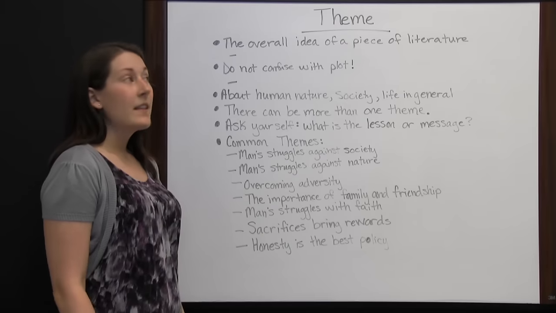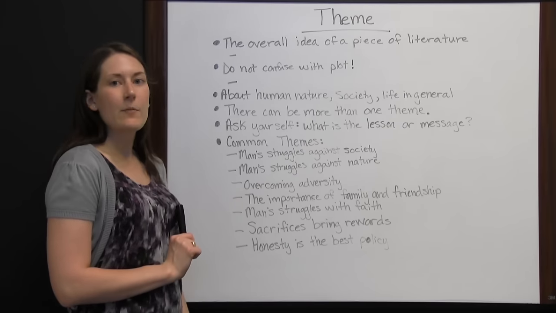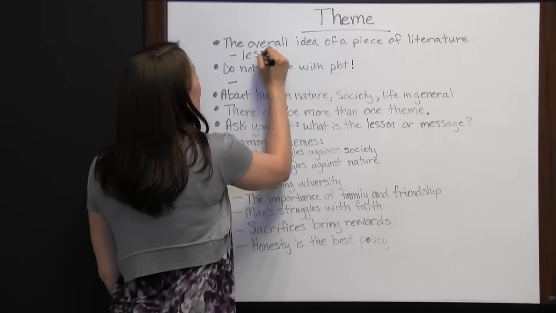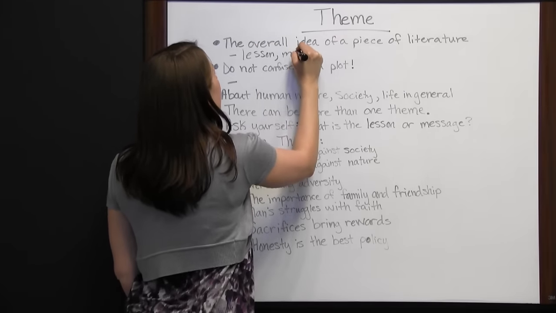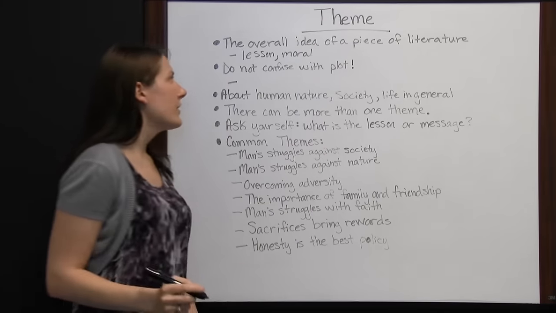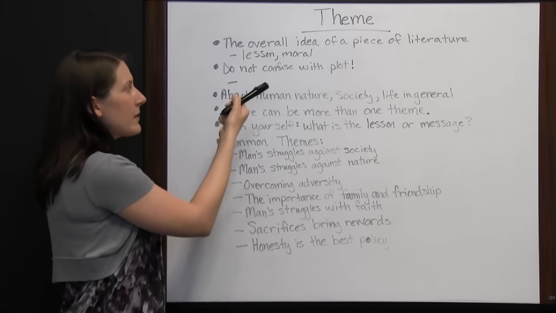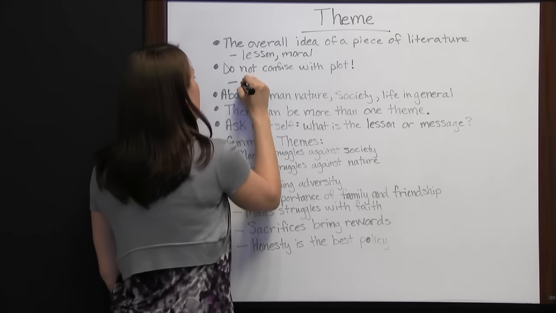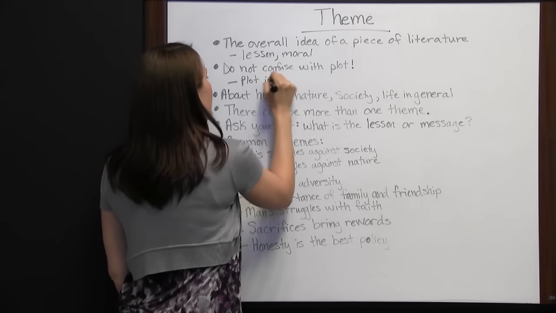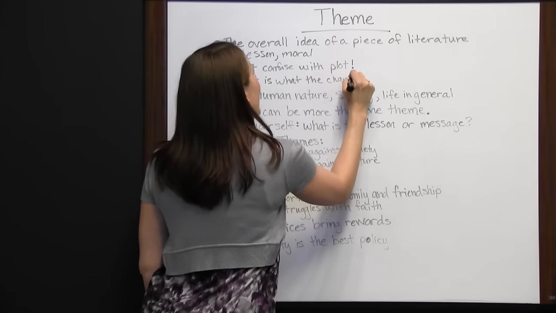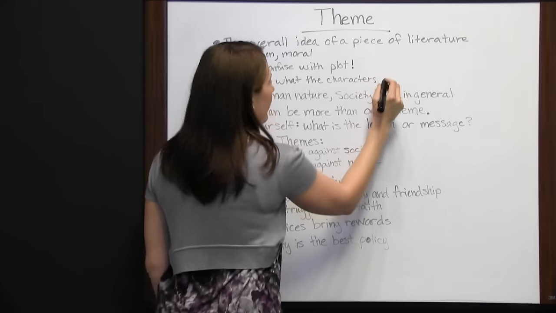Theme. Theme is the overall idea of a piece of literature. So think about the lesson or moral of the story that the author is trying to get across to you. One thing to remember is do not confuse theme with plot. Plot is what the characters do. It's the action of the story.